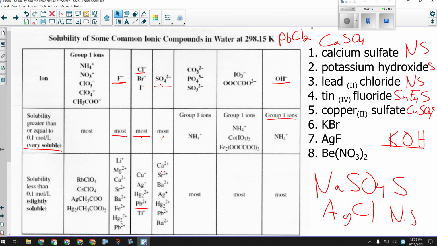Okay. All right, how many people have done number 6? Okay, let's have a quick look at 6 here. So we got potassium bromide. Okay, bromine is right here, soluble with most things. Potassium's not in the lower row. Soluble. Okay, I'll give you one more minute to get the last 2 done, then we'll go over those.